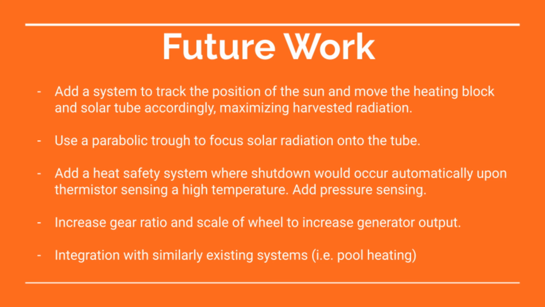There are a variety of improvements that could be made on future iterations of the design. We would look to optimize the amount of solar radiation that is incident on the tube through both a tracking system and a parabolic trough. Another recommendation would be to further increase the use of sensors to track pressure, as well as to expand upon the use of existing temperature information.